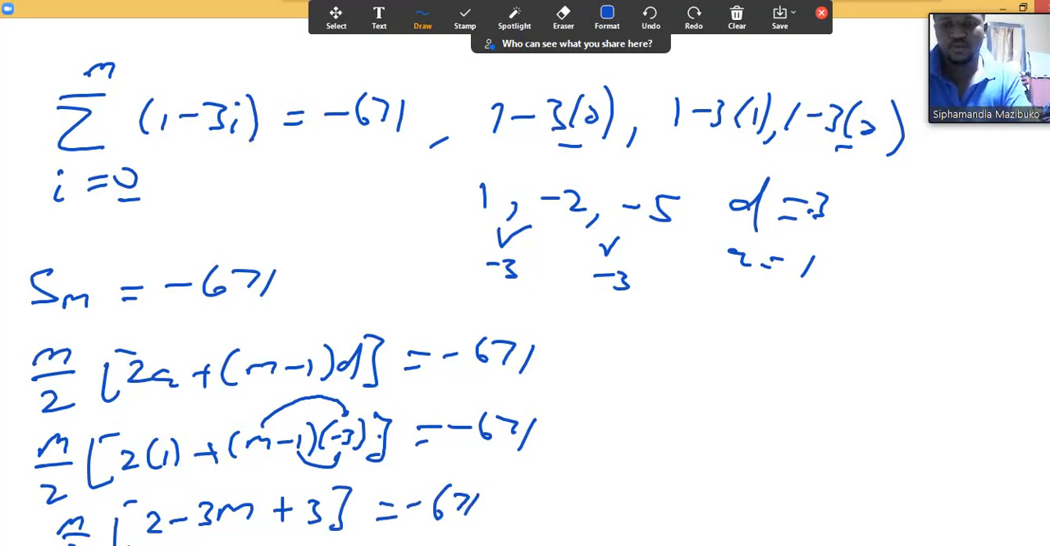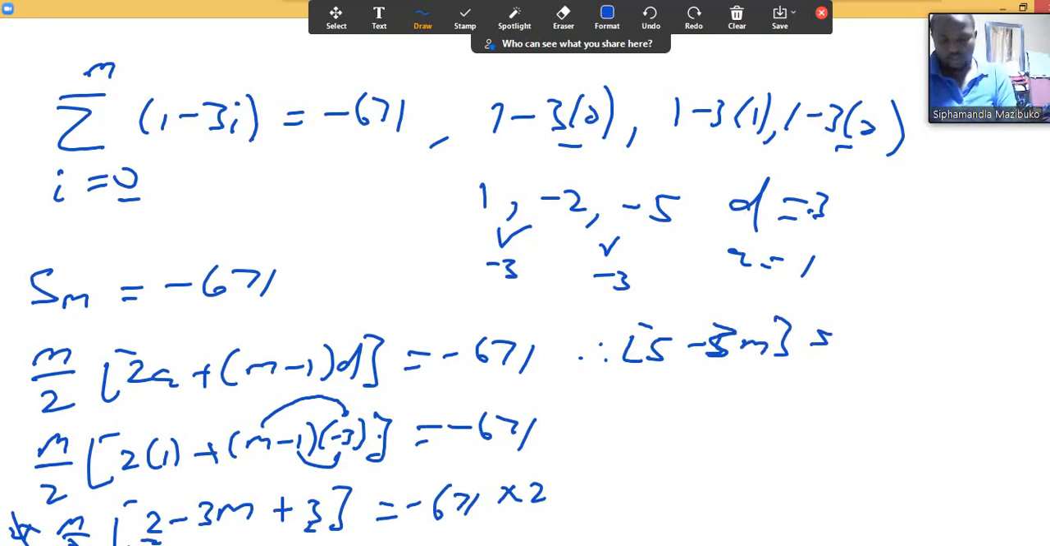Okay, what can we do now? Now let's say we multiply by 2 all throughout. We multiply by 2, this 2 and this 2 cancel, and then we will be left with whatever is inside the bracket. You can see 2 plus 3, so inside the bracket we'll have 5 because of this 2 plus 3 here, minus 3n, equal to, so let's try to see it, 671 times 2.